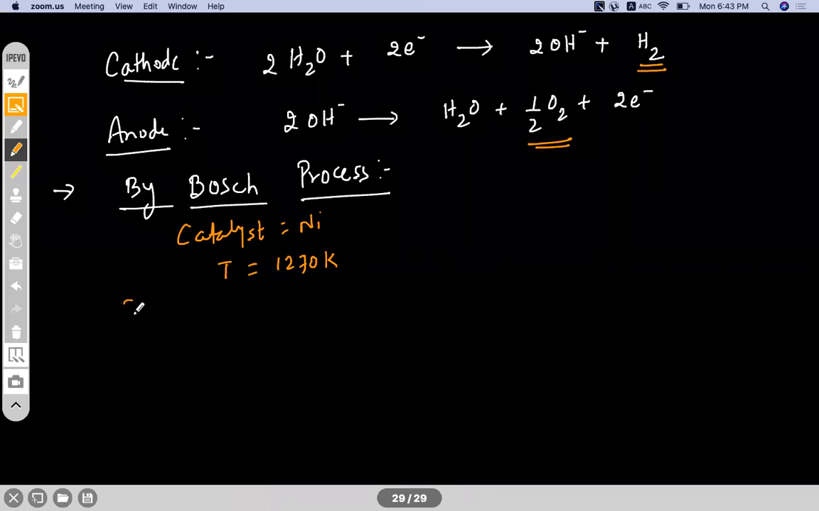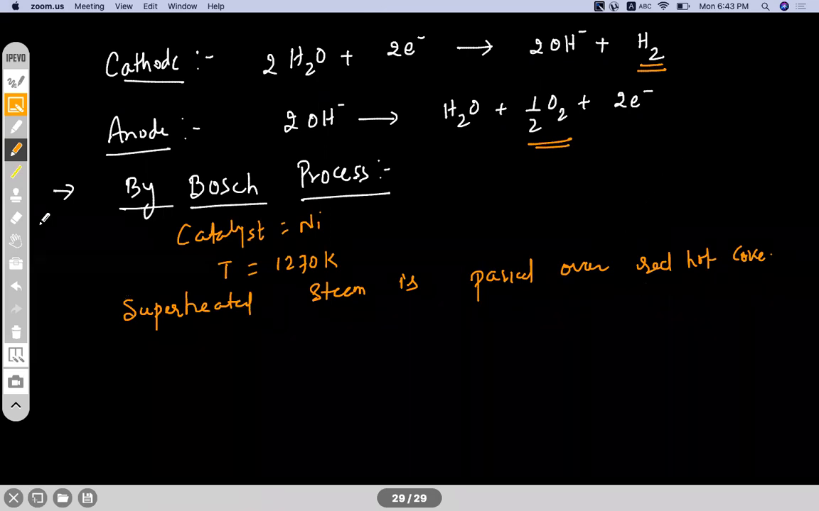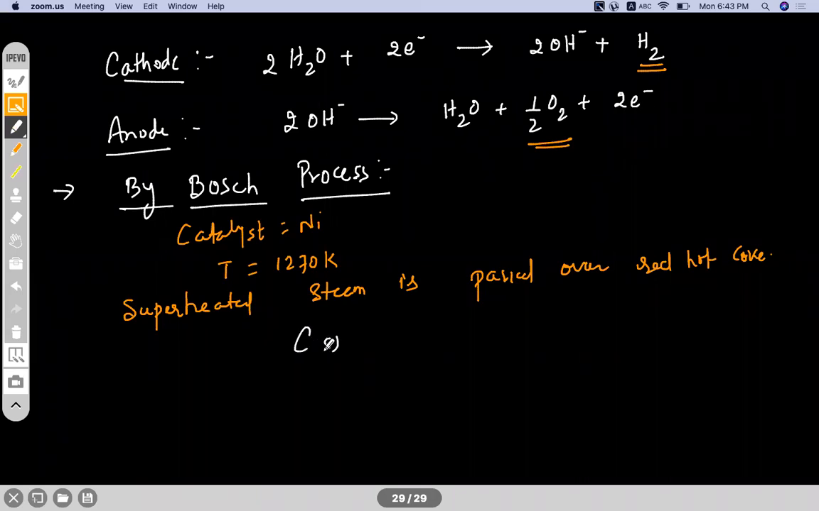In this, what happens is superheated steam is passed over red hot coke, meaning carbon. So the reaction is carbon solid plus H2O in the form of steam. It gives CO, carbon monoxide, plus H2, right? This reaction is endothermic. Energy is consumed in this reaction, endothermic.